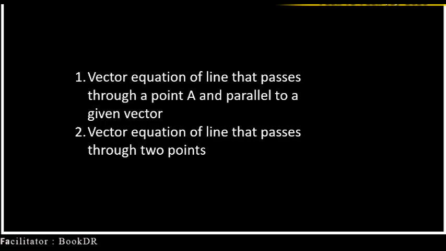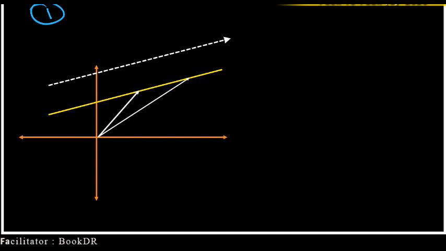The first is to find the vector equation of a line that passes through a point, let's say A, and is parallel to a given vector. Then, in another scenario, we can also find the vector equation of a line that passes through 2 points. We shall illustrate this using the two-dimensional graph, the 2D space.